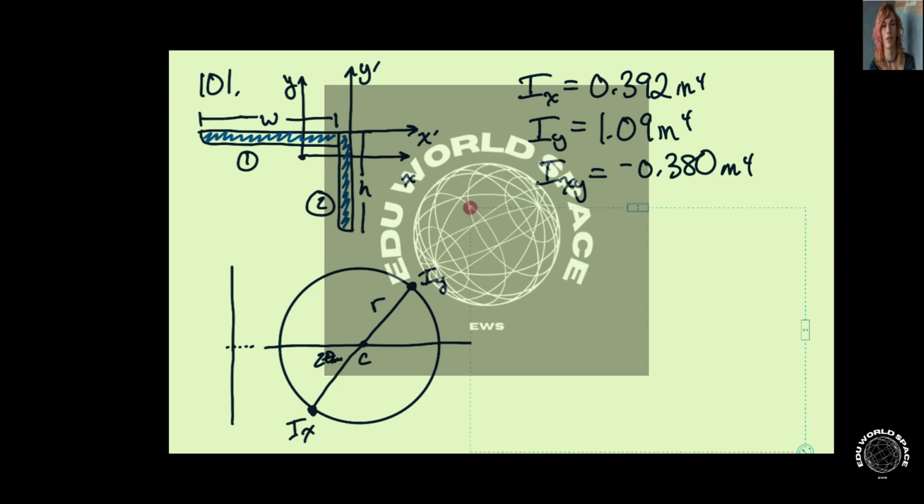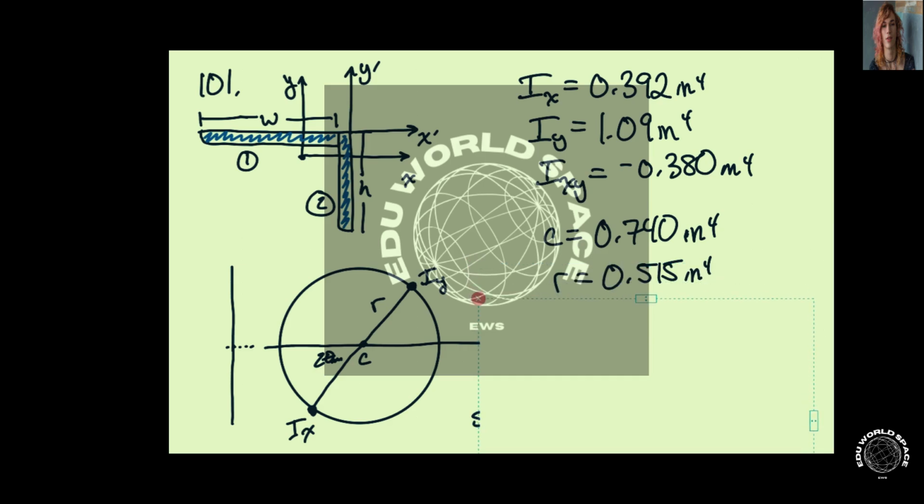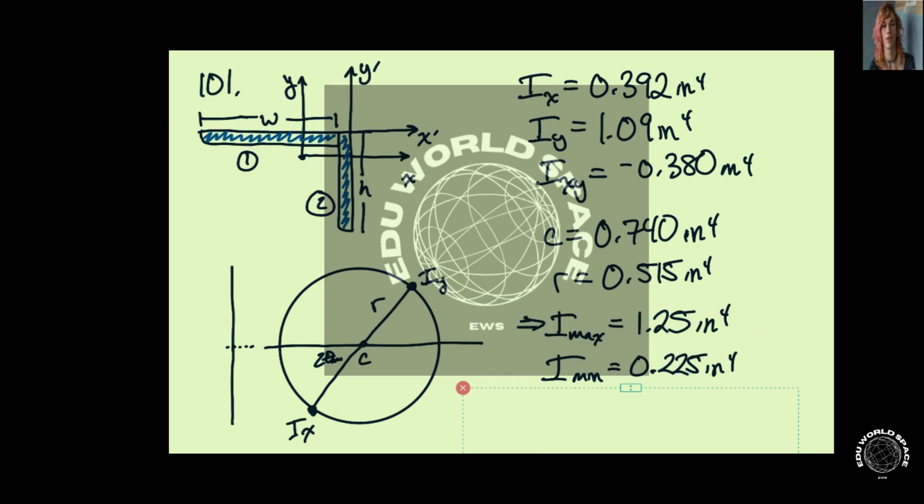And the first thing we can do again is get the center, and that's at 0.740 inches to the fourth. The radius then is 0.515 inches to the fourth, and that gives us our maximum and our minimum. Our maximum is this plus this, 1.25 inches to the fourth. Our minimum is this minus this, and that is 0.225 inches to the fourth.